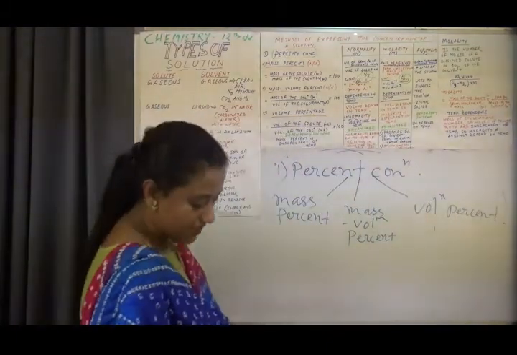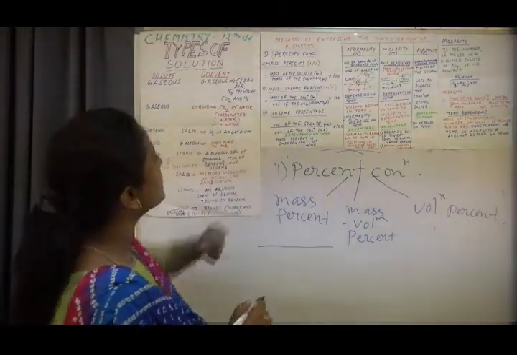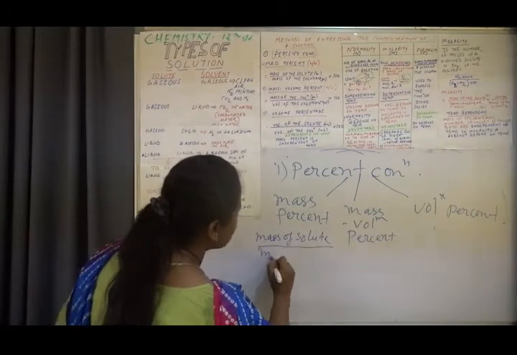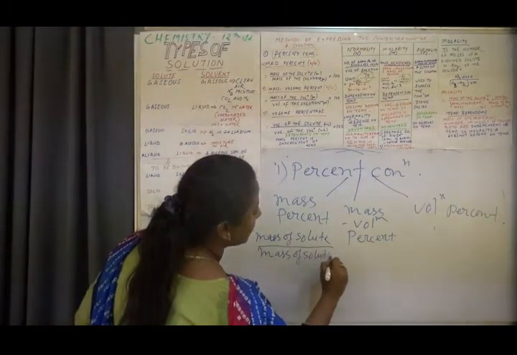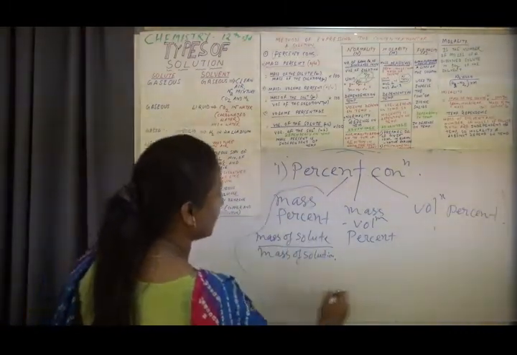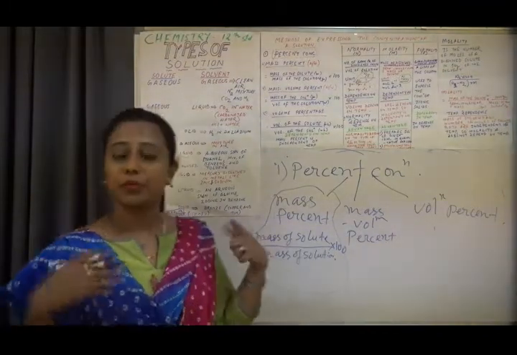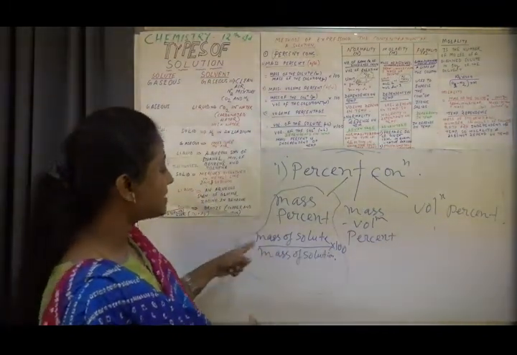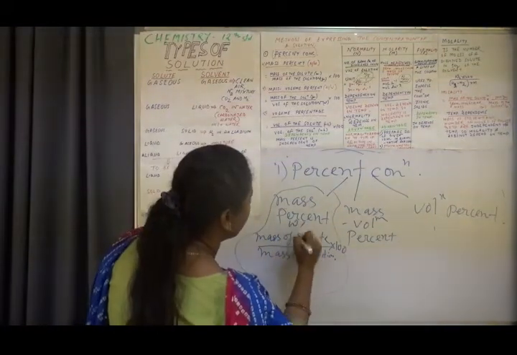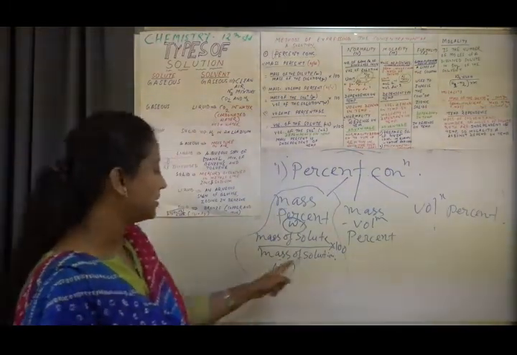What happens in mass percent? The formula of mass percent is the mass of the solute divided by the mass of the solution. We know that in a solution, solute and solvent are there. So how to find out the mass percentage? We have to find it by this formula into 100. As we are finding the percentage, we have to multiply by 100. So in mass percentage, it is the mass of the solute divided by the mass of the solution into 100. So here W by W, W being the mass of the solute and the other W the mass of the solution.